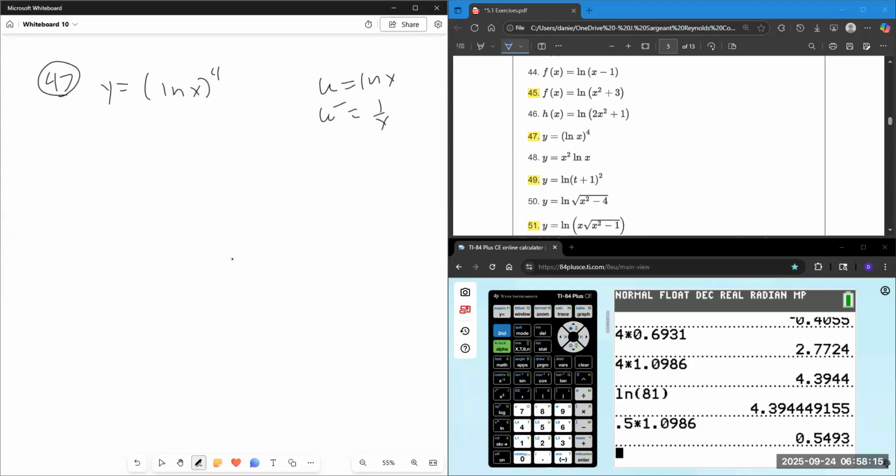This is different than if I said y is equal to ln of x to the 4th, like this, and then the 4 could come down front. But this is not 4 x's, this is 4 of the ln of x's. So this is the chain rule. So we need to say that y prime is 4 parentheses ln of x raised to the 3rd times 1 over x. So y prime is 4 times ln of x raised to the 3rd divided by x.